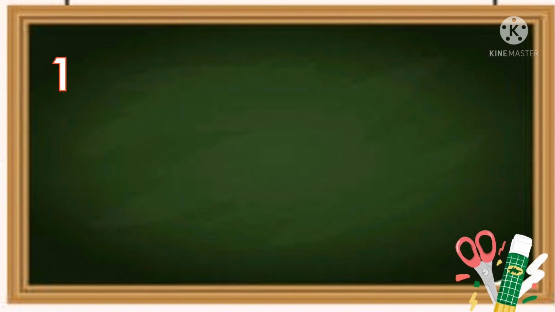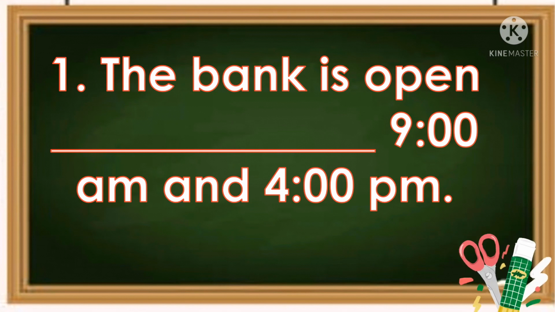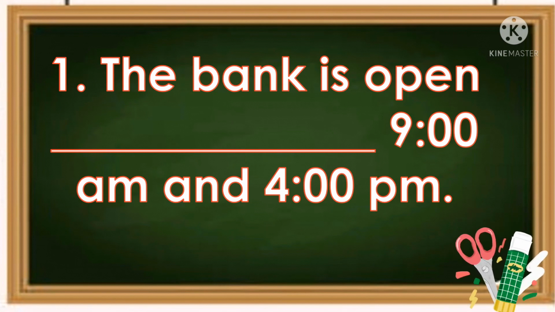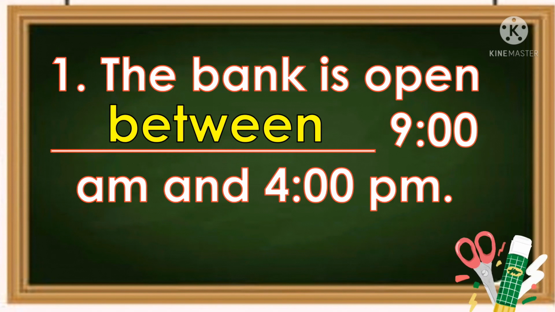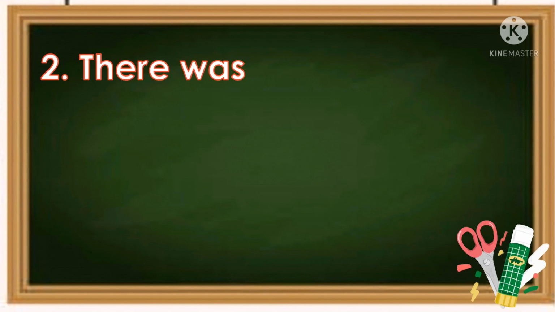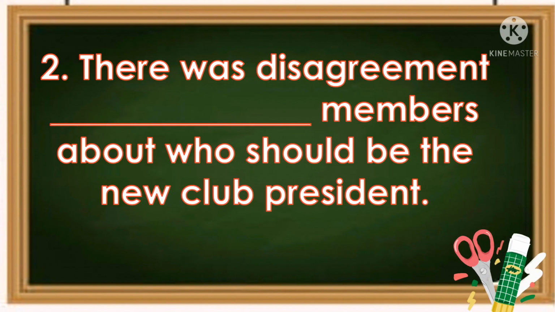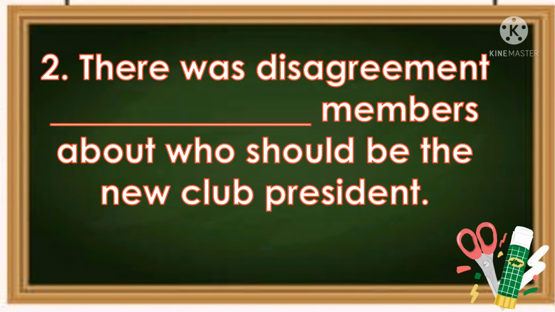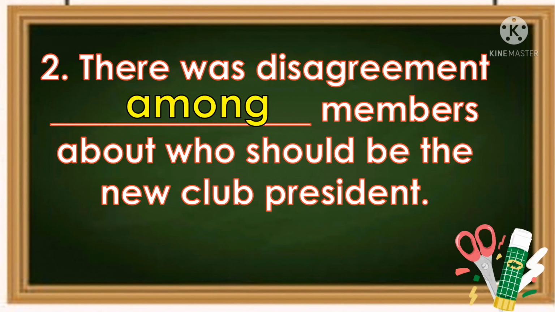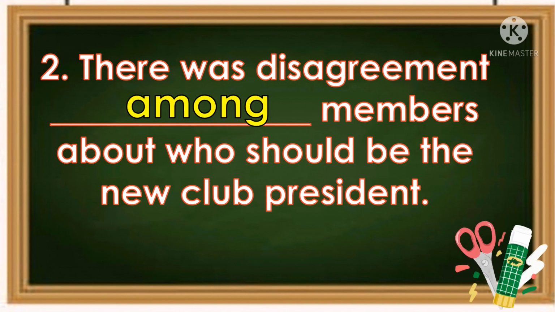For number 1, the bank is open blank 9 a.m. and 4 p.m. What is your answer? Right, between. The bank is open between 9 a.m. and 4 p.m. Let's try number 2. There was disagreement blank members about who should be the new club president. Your answer is? Very good, among. There was disagreement among members about who should be the new club president.